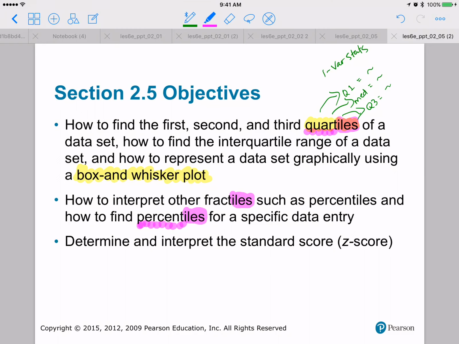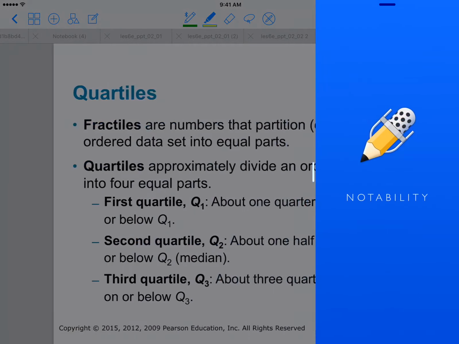And lastly, we will determine and interpret the Z-score. This is our first introduction to Z-scores. Believe me, by the end of the semester, you'll be very, very familiar with Z-scores. We're going to use them throughout the entire semester. So we're getting our first look at Z-scores right now.